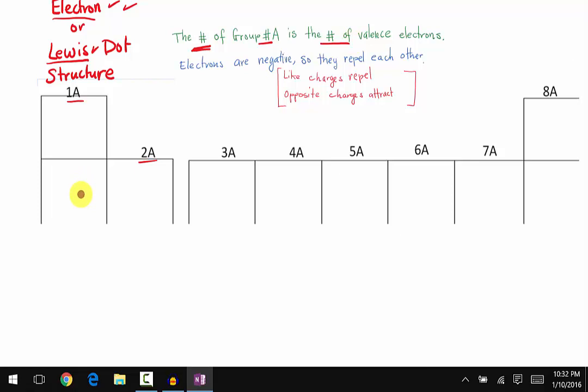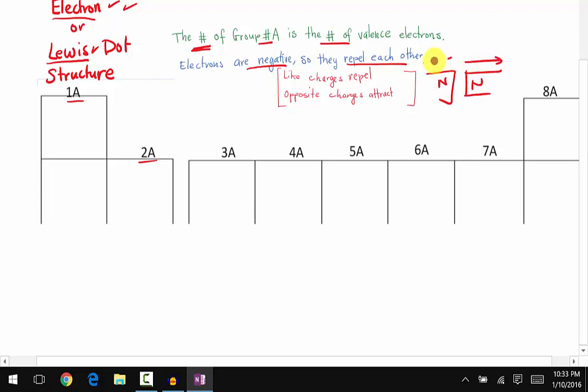Another information that you need to know is the properties of electrons. Now, electrons are negative. Because electrons are negative, they are going to repel each other. Remember when you have a magnet with a north and a north facing each other, what would they do? They repel. So what does that tell you? Like charges repel. But when you have a magnet with a north end and a south end, what would they do? They would attract each other. So that would tell you opposite charges attract, and again, like charges repel. What does that have to do with electrons?